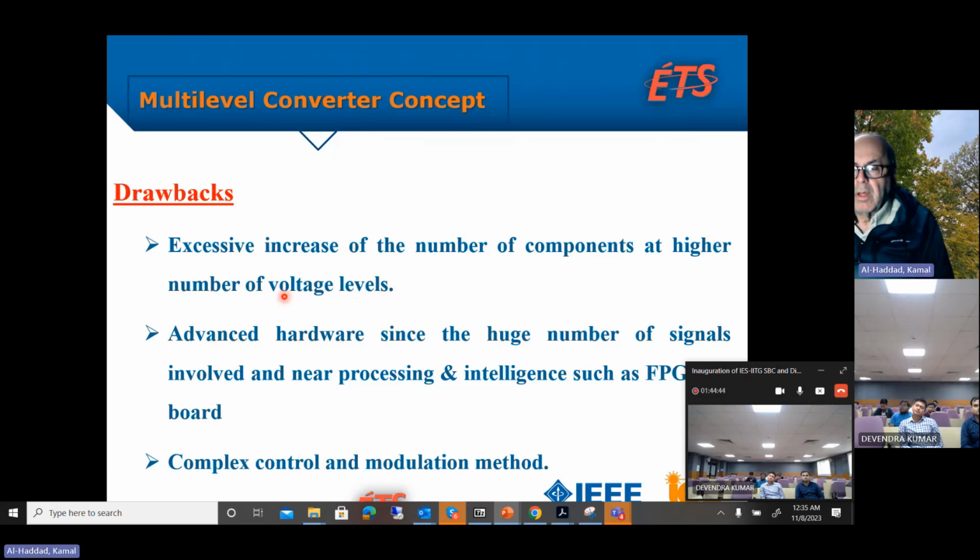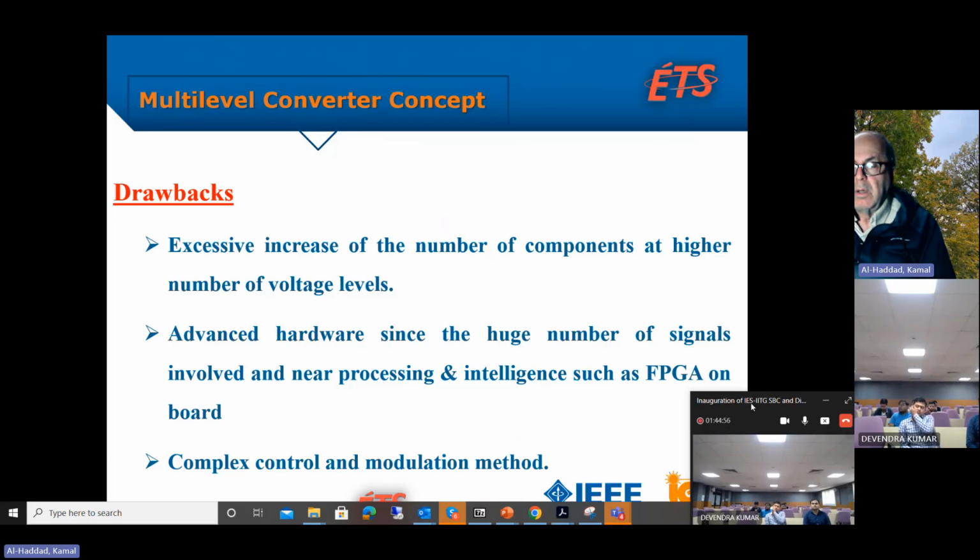To obtain a higher number of voltage levels, we use components with much less voltage stress on them. We need advanced hardware, very highly advanced hardware, to accommodate and control this high number of components, and therefore we need higher signal processing capability. The tendency nowadays is to use FPGAs to control all these power electronics devices.